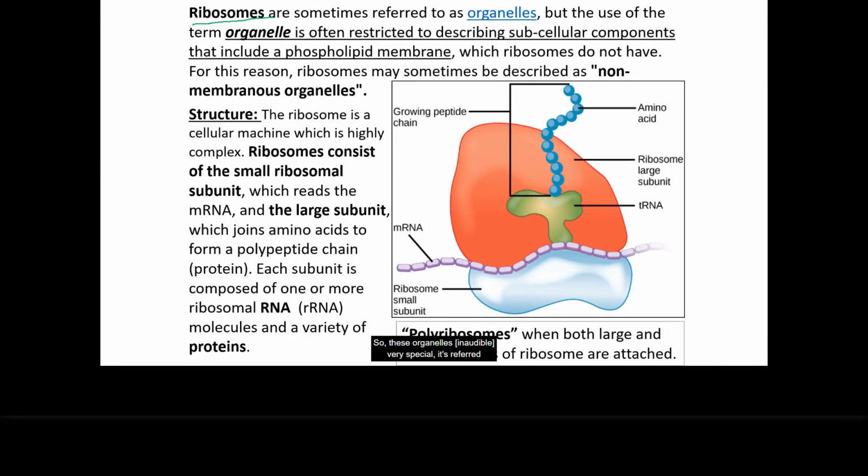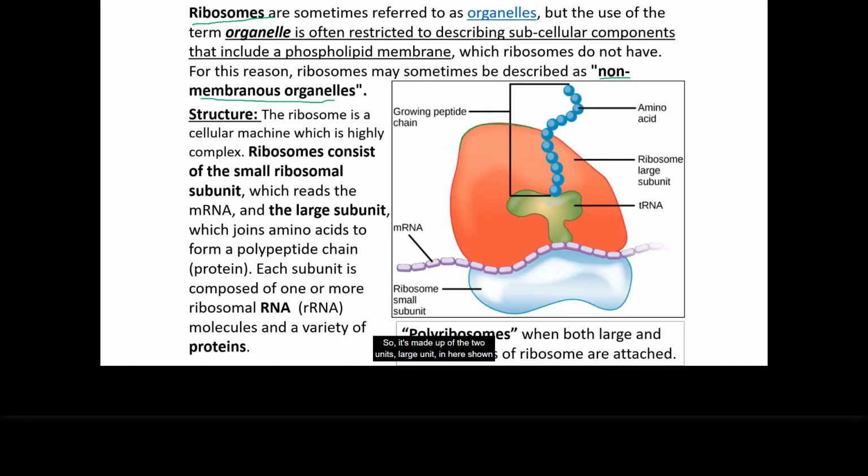So why are these organelles very special? They're referred to as non-membranous organelles. Non-membranous means this organelle, the ribosome, is not covered with a membrane, but it's even present in eukaryotic cells. So this is why this organelle is very special. It's in the prokaryotes and bacteria, in the plants and animals, everyone has ribosomes, and it's non-membranous.